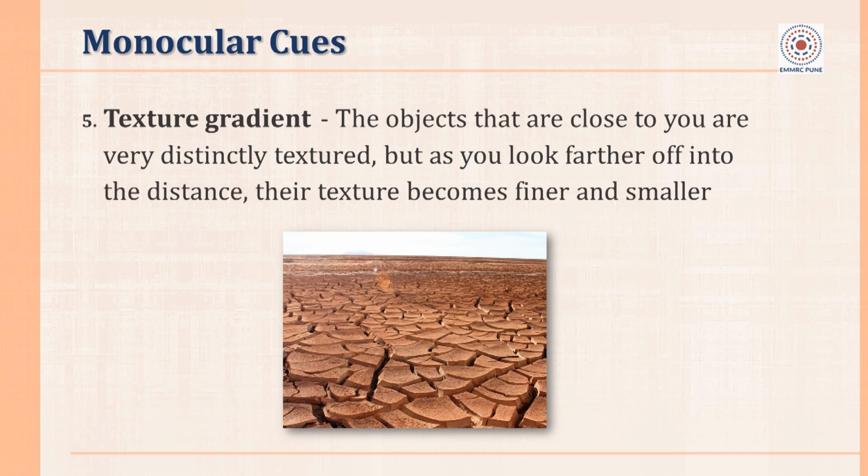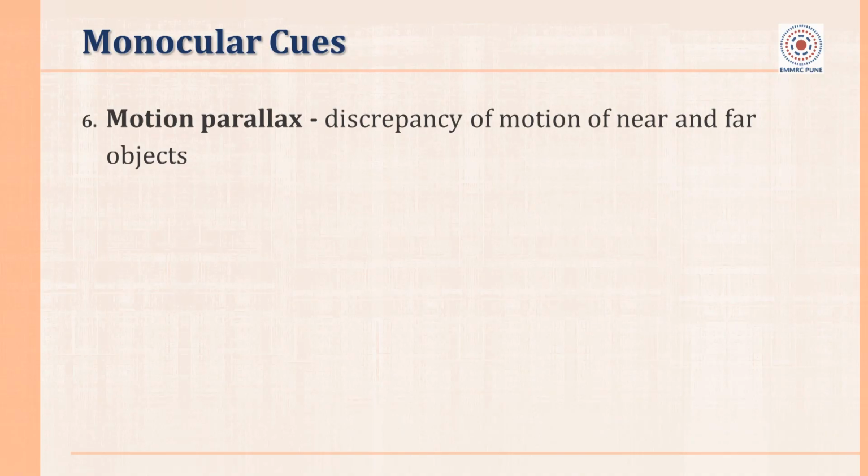The next monocular cue is motion parallax. You might have experienced this when you are traveling in a car or a bus. Objects outside the window seem to zip by very fast when they are close to the car or bus, and the objects in the distance, such as mountains, seem to move very slowly. This discrepancy of motion of near and far objects is called motion parallax. This discrepancy serves as a cue to tell us which objects are closer and which are far away.